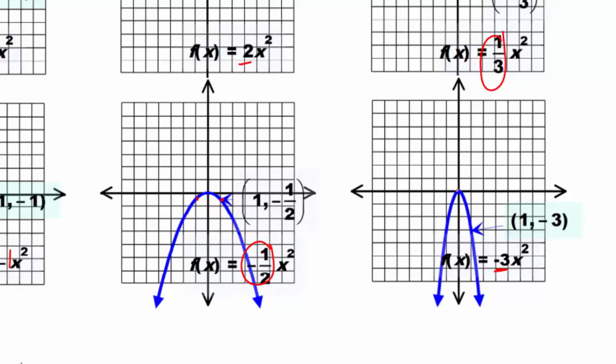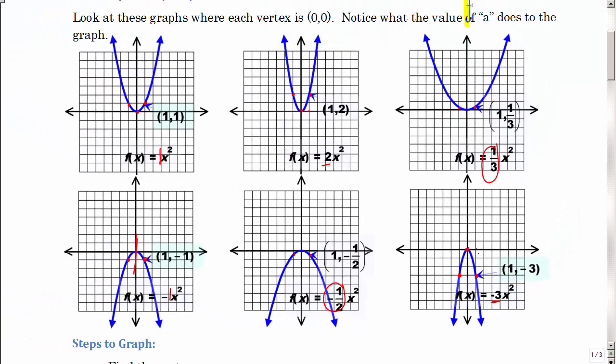Here a is negative 3, so over 1 and down 3 on each side. And again, you cannot continue that process. You would get a line. That's not what we want. But from the vertex, you can use your value of a to help you graph it. In fact, that's how we're going to graph these parabolas.